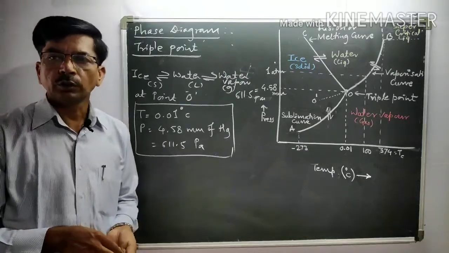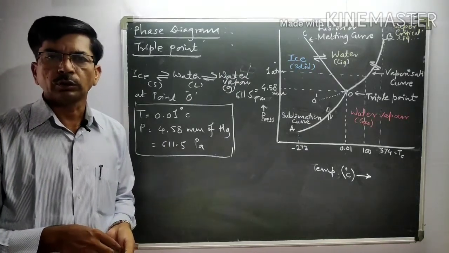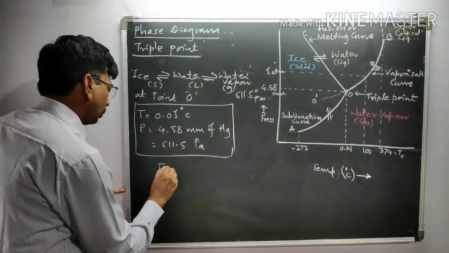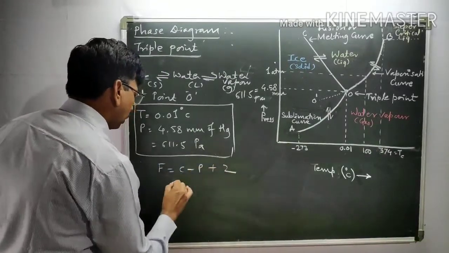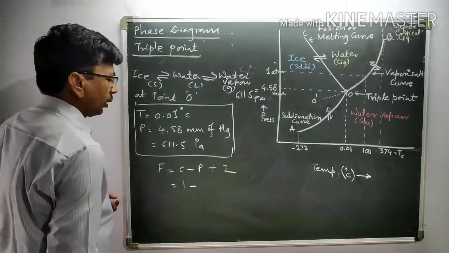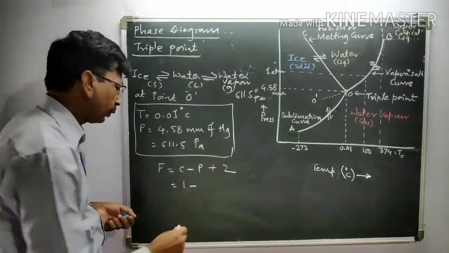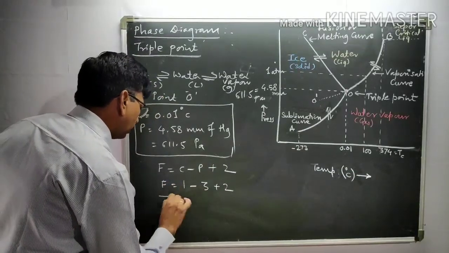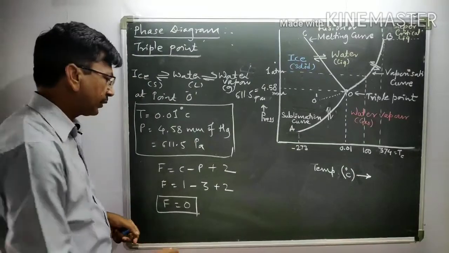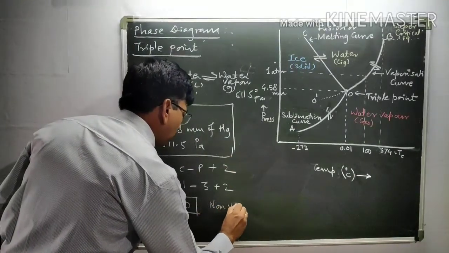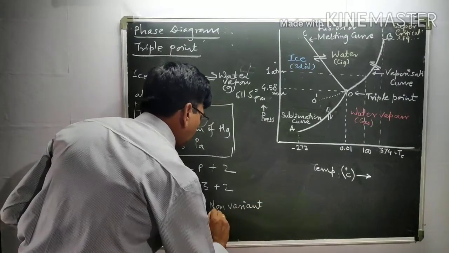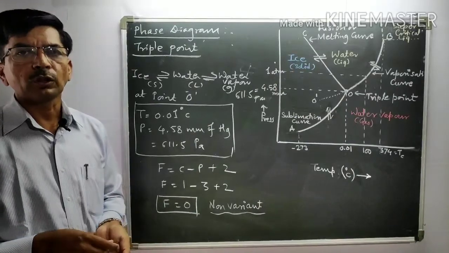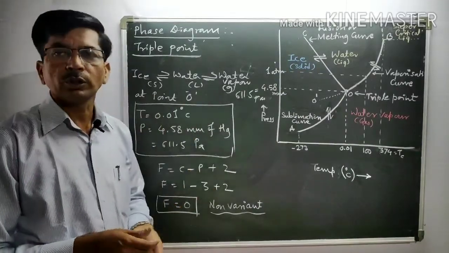Now we calculate the number of degrees of freedom at the triple point. For the purpose, we will apply the Gibbs phase rule. So F is equal to C minus P plus 2. In this case the number of components is 1, and the number of phases at the triple point is 3, so F is nothing but 0. What does this indicate? This indicates that at this point the system is non-variant. That is, we cannot vary either pressure or temperature. We cannot change the temperature and pressure of the system if these three states are to coexist with each other.